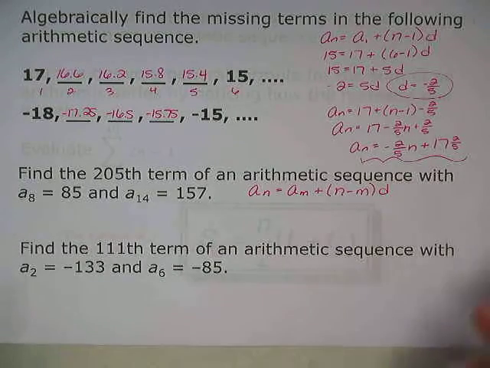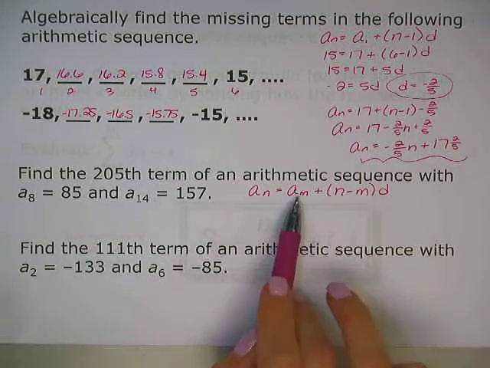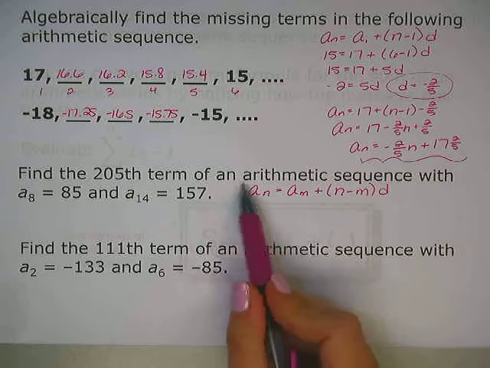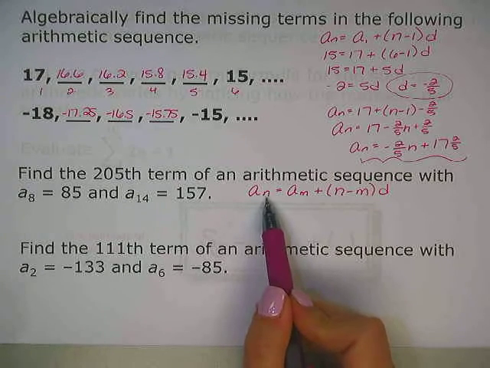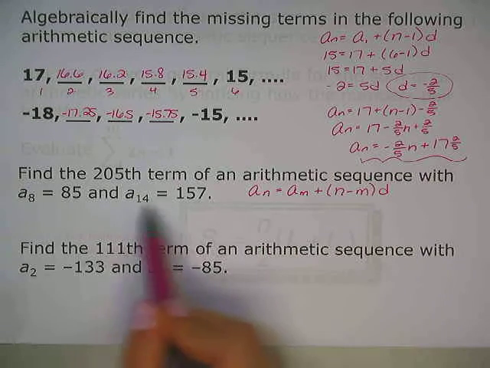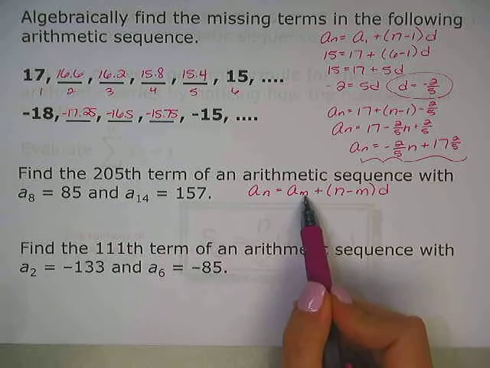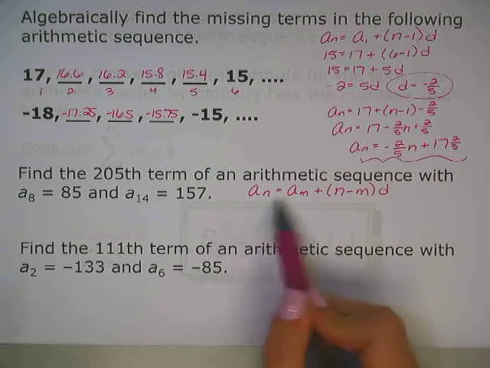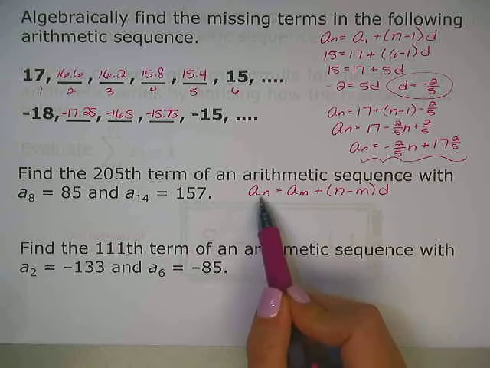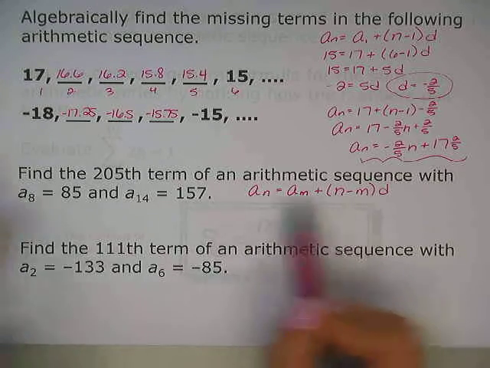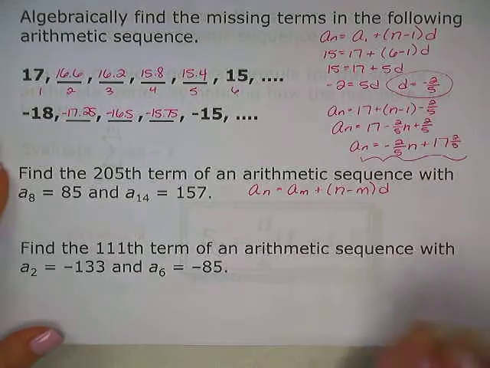Now again, all I've done here, instead of using the first term, I'm using any two terms in the sequence. This A sub n will be a term further down in the line. In this case, it would be the A sub 14. A sub m will be an earlier term in the sequence. And you can think about it because I'm going in alphabetical order. A sub m would come before A sub n. Same formula, but I'm just adapting it so I don't need the first term.